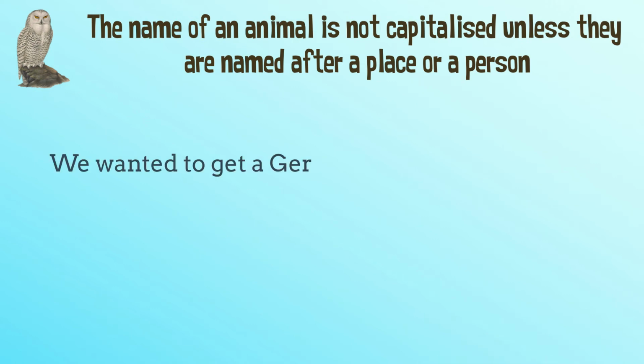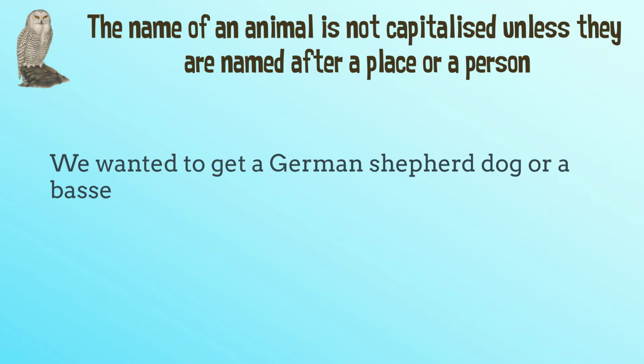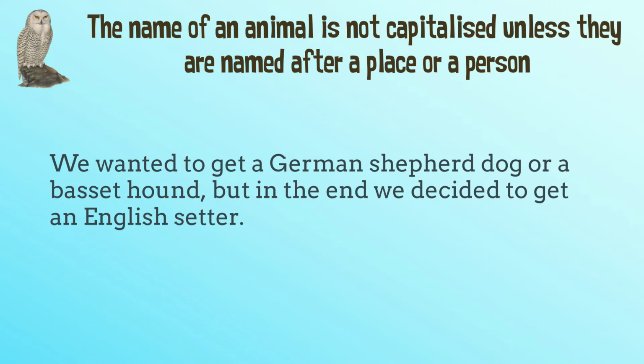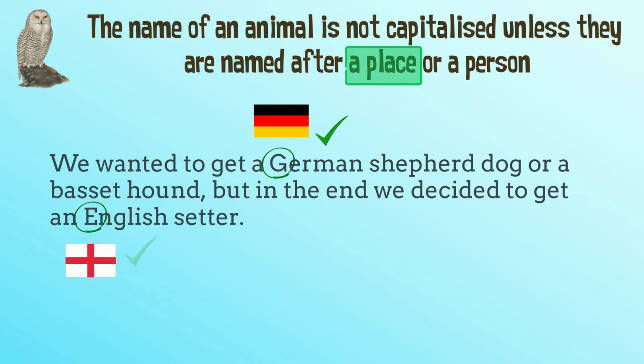We wanted to get a German Shepherd dog or a Basset Hound, but in the end, we decided to get an English Setter. You'll notice that the only parts of the names that are capitalized are the words German and English. This is because these places have been used to help name the breed.